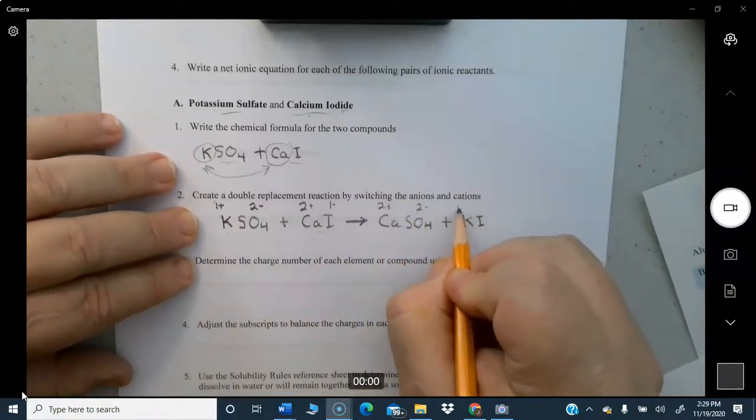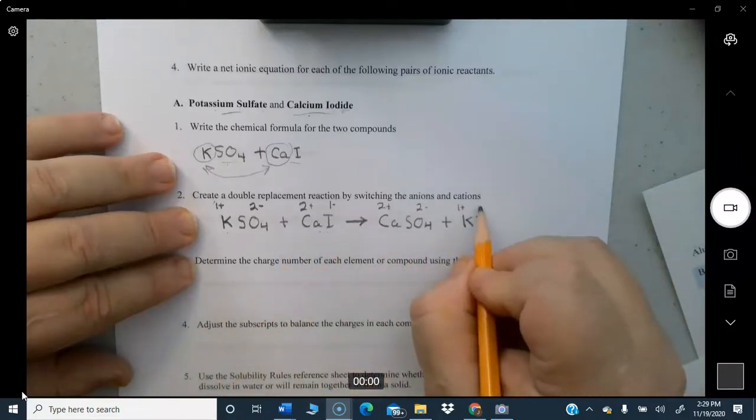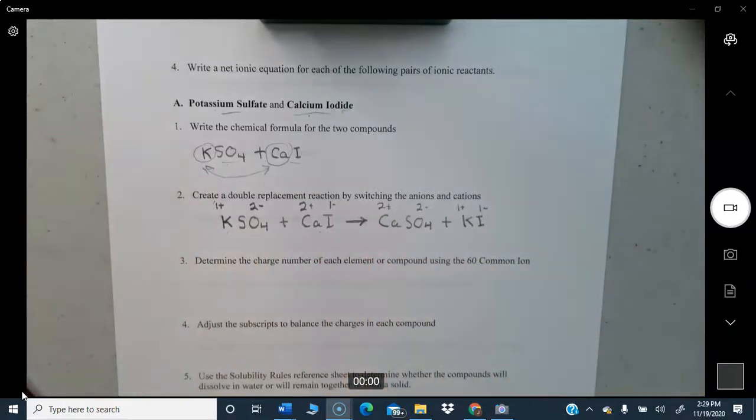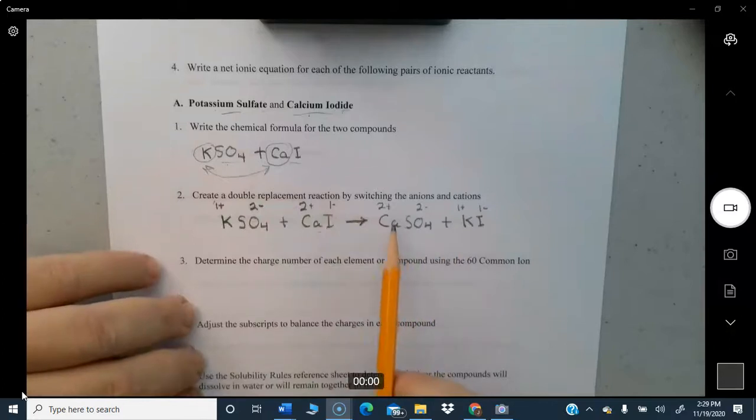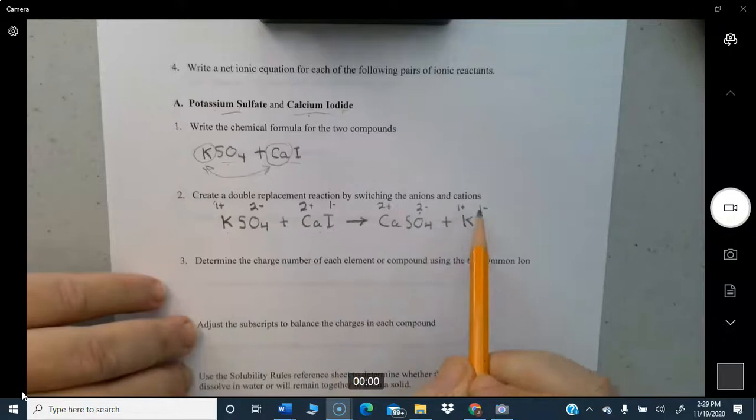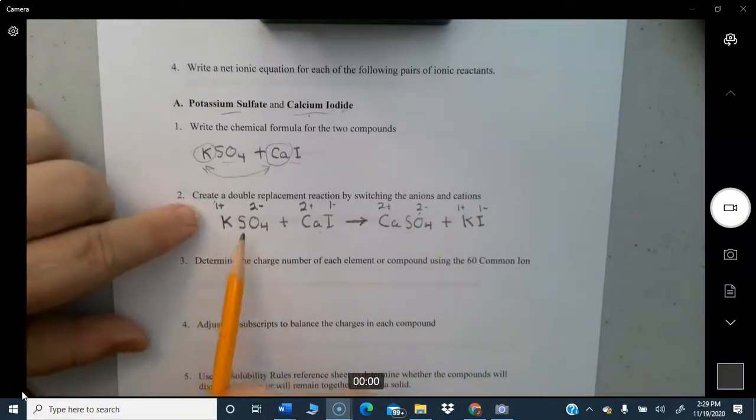Potassium is going to be a 1+. And iodide is going to be a 1-. So you've got charges for everything in this reaction now. Well, let's look at the product side first over here. Everything's balanced. 2+, 2- balances. You don't have to change anything. 1+, 1- balances. You don't have to change anything. Over on this side, though, they're out of balance.